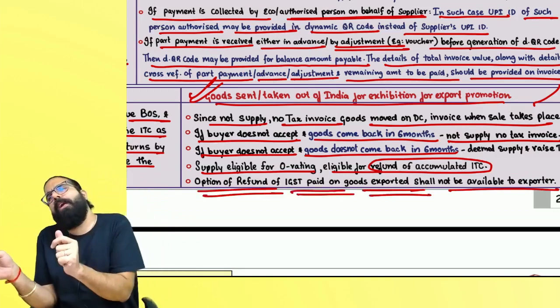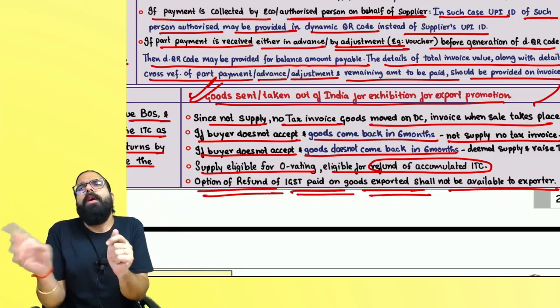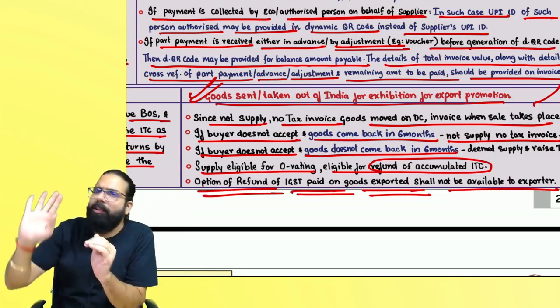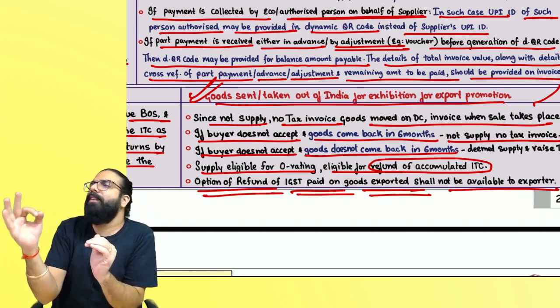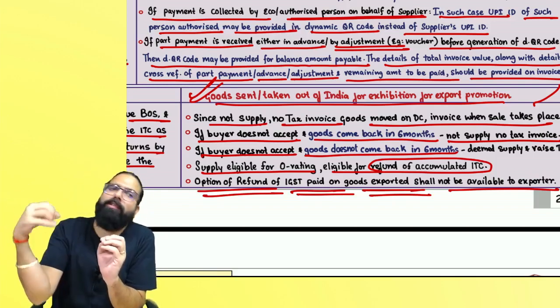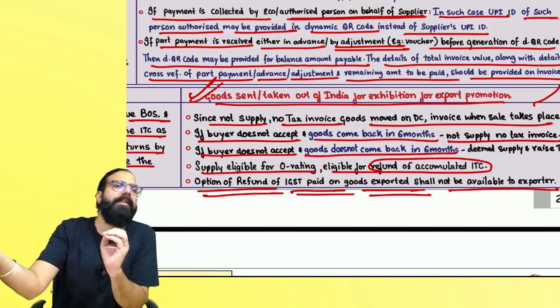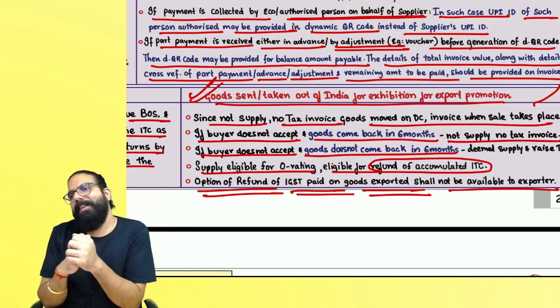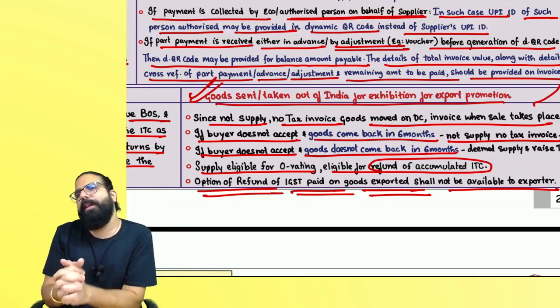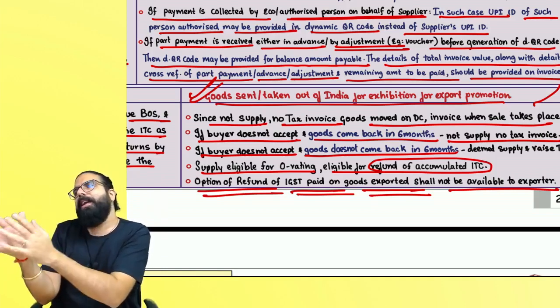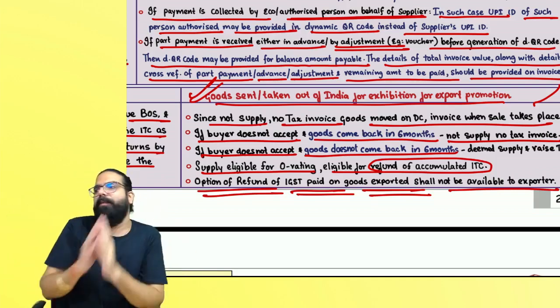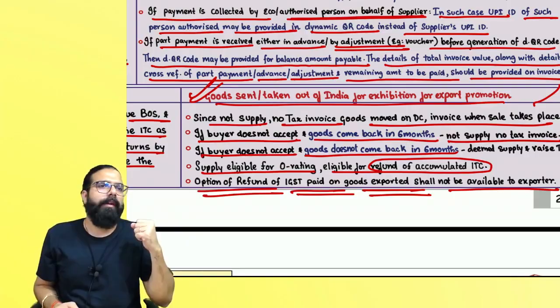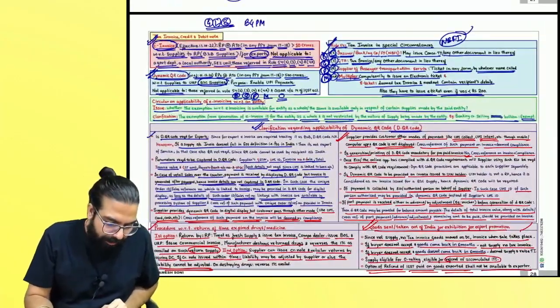Why is the IGST paid route not available? Because at the time of sending the goods, it was not a supply. You had just taken it for approval. When it was not a supply, it was never a zero rated supply. So how can you pay IGST and export? But definitely you can give an LUT or bond, and later when the sale materializes, ITC refund can be taken. Are we all 100% clear till here?